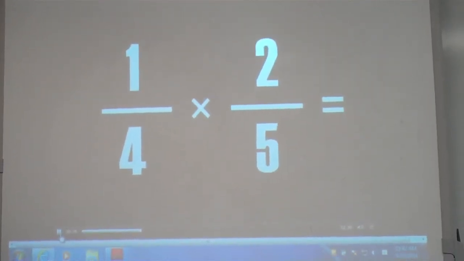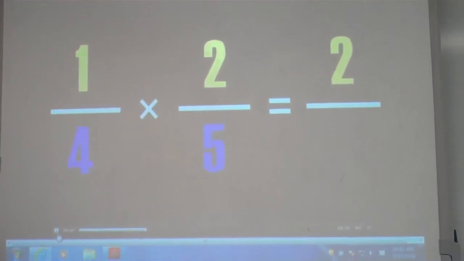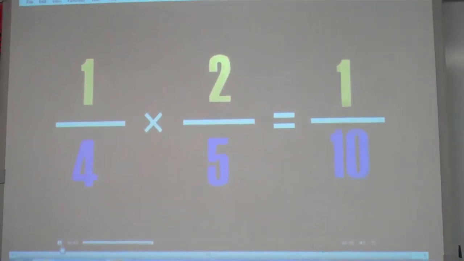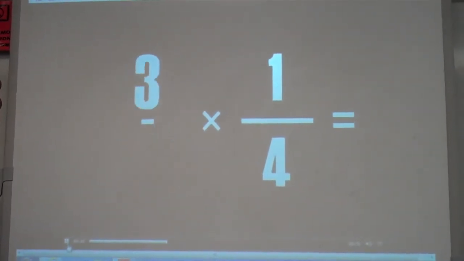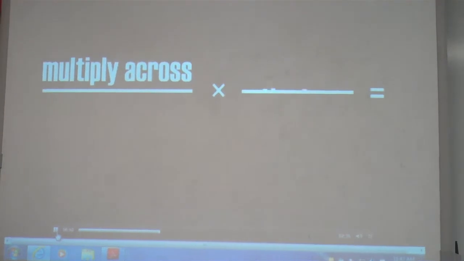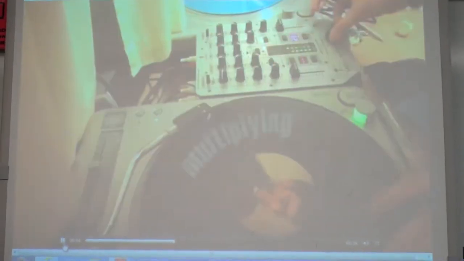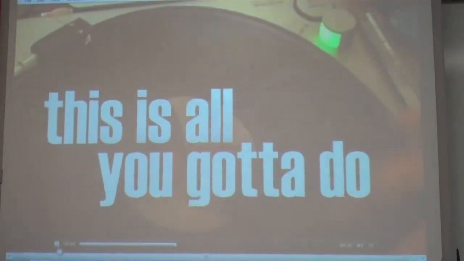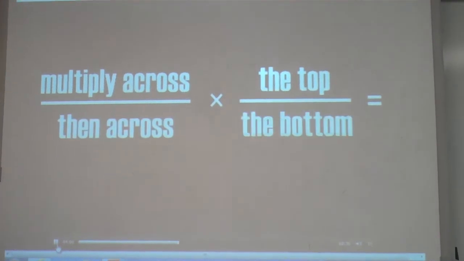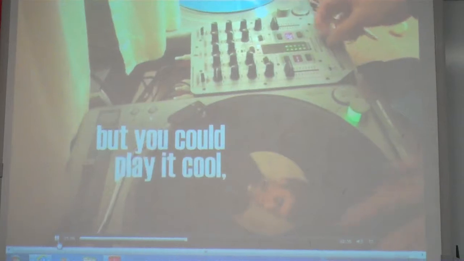1/4 times 2/5, well, 1 times 2 is at the top of the list. Then 4 times 5 leaves you 20. Simplify down to 1/10 there, buddy. And here's a curveball, just to have fun. When you have a whole number, place it on 1. Multiply across the top, then across the bottom. Simplify your answer. Yep, now you got them. But you can play it cool if you need to multiply. This is all you gotta do.